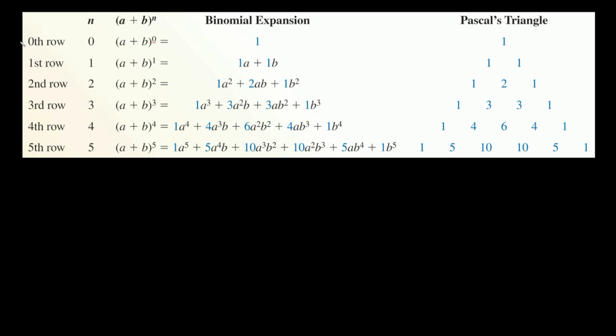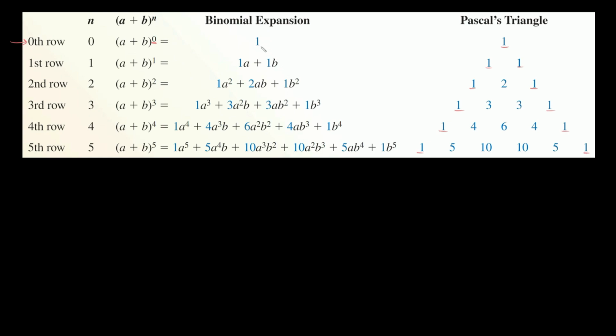For example here, it's called the zero row, because we have a binomial raised to the 0 power. Now, anything raised to the 0 power is just equal to 1, right? So that's why at the top of Pascal's triangle, we just have a 1. But Pascal's triangle actually has a pattern to it, because if you see the rest of the rows, it always starts with a 1 and ends with 1.